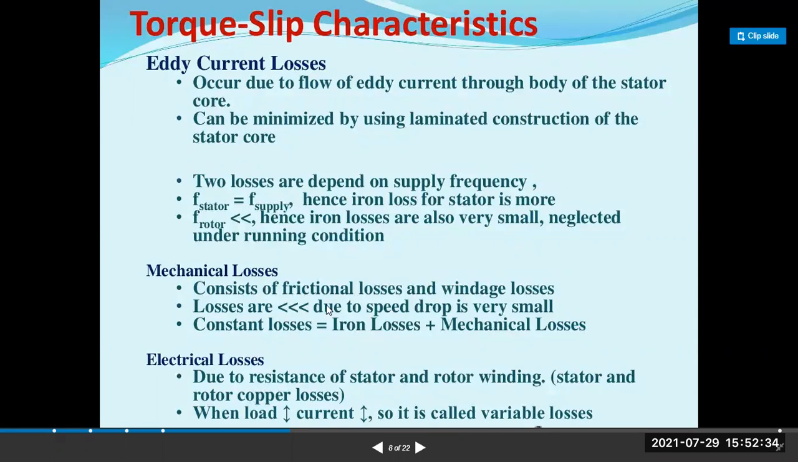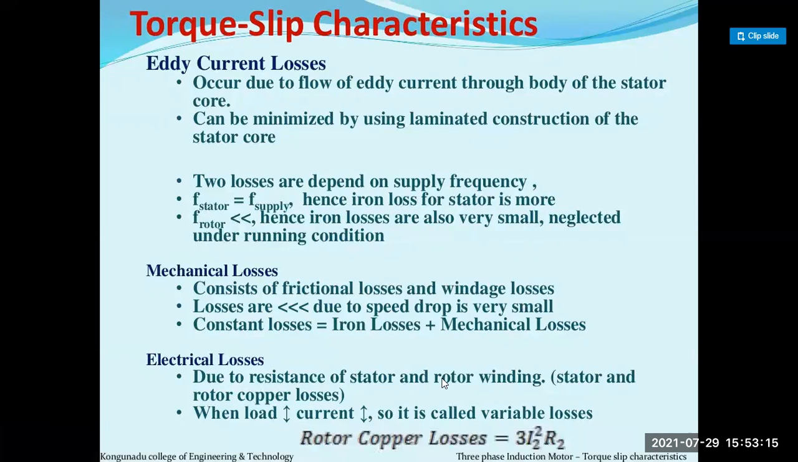So that means constant loss is iron loss plus mechanical loss. Iron loss is the combination of hysteresis loss as well as eddy current loss, and mechanical loss is the combination of your friction loss and windage loss. But electrical losses are the variable one. Variable losses will be encountered if we accumulate the stator copper loss as well as the rotor copper loss. Both stator copper loss and rotor copper loss are given by the same formula, that is I square R, because in both stator and rotor winding there will be ohmic, or you can say copper, loss.